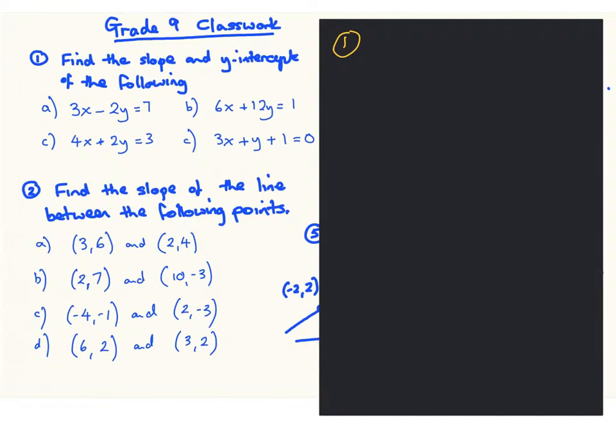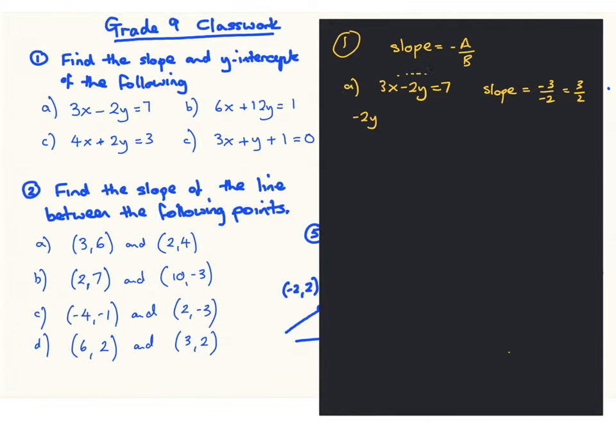So question 1 says find the slope and y-intercept. We know that the slope has a formula equal to negative a over b, if we want to do it that way. 3x minus 2y equals 7. So the slope straight away will be negative 3 over negative 2, which equals 3 over 2. If we're going to find the y-intercept, we've got to solve for y.